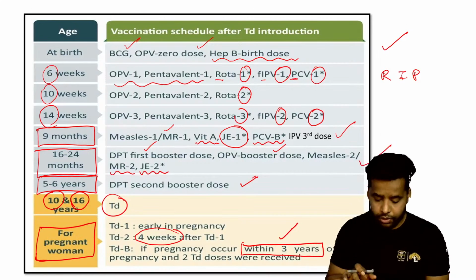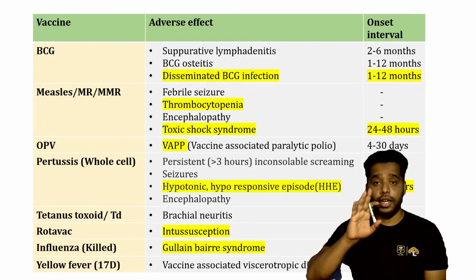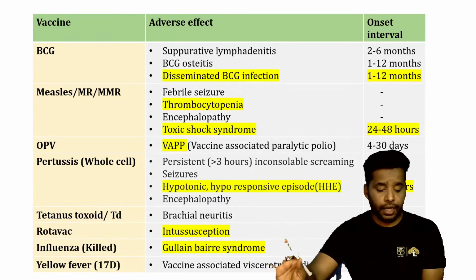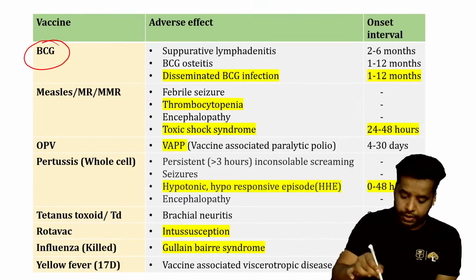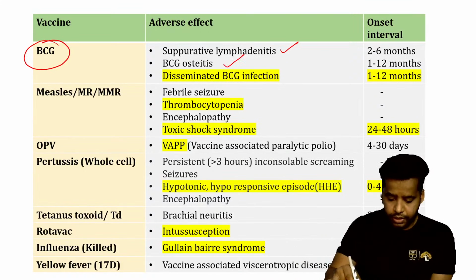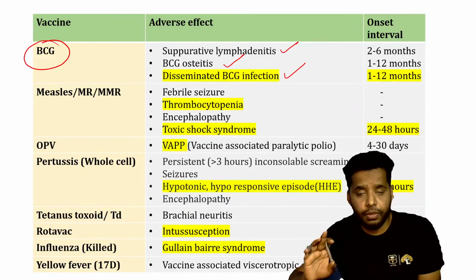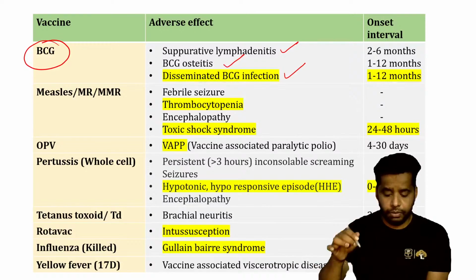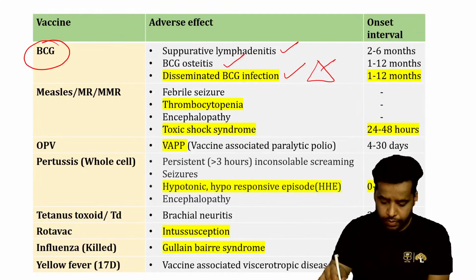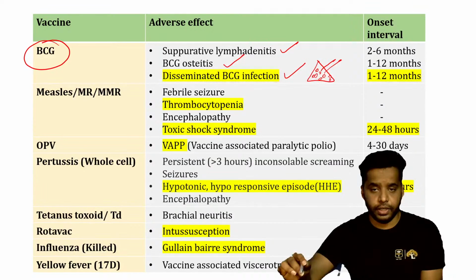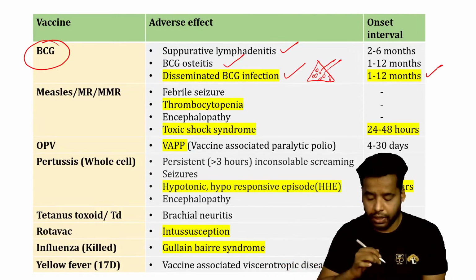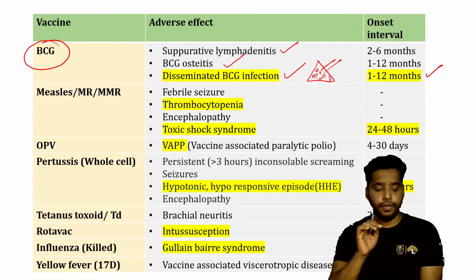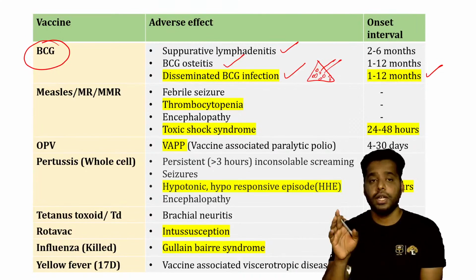The second thing you should know is vaccine related adverse effects. Repeatedly asked question, vaccine related adverse effects. BCG can cause three things: suppurative lymphadenitis, BCG osteitis, and disseminated BCG infection, which can cause symptoms similar to tuberculosis. The time limit for disseminated BCG infection can be asked, that is between 1 to 12 months. After taking the BCG vaccine, this side effect can happen within what time limit?